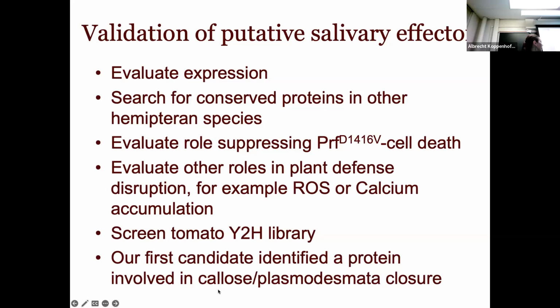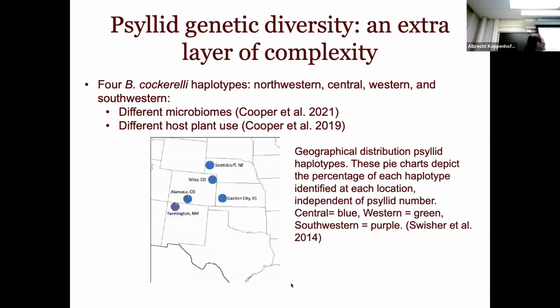We identified an interaction with a protein that is involved in binding callose and working on opening and closing plasmodesmata, which is very important for phloem flow. So I'm not going to talk anything else about that because we have not published and we are far from publishing, but we are going.